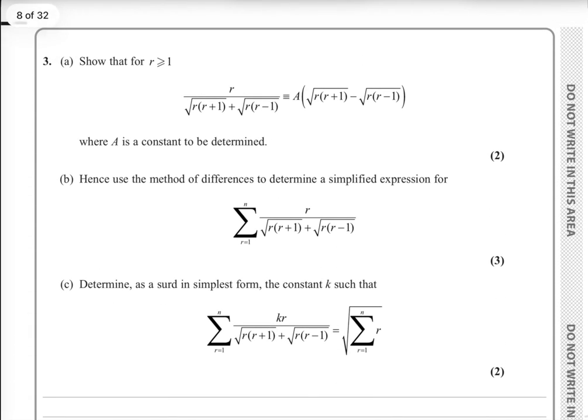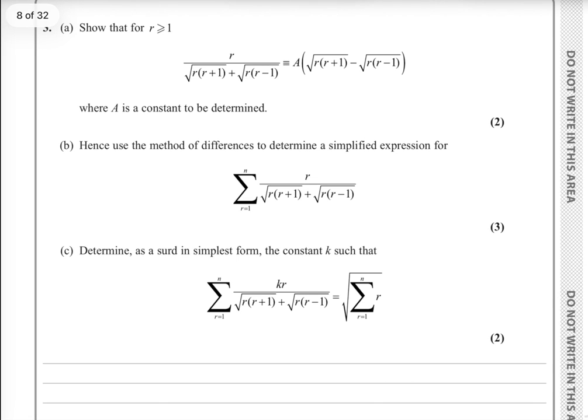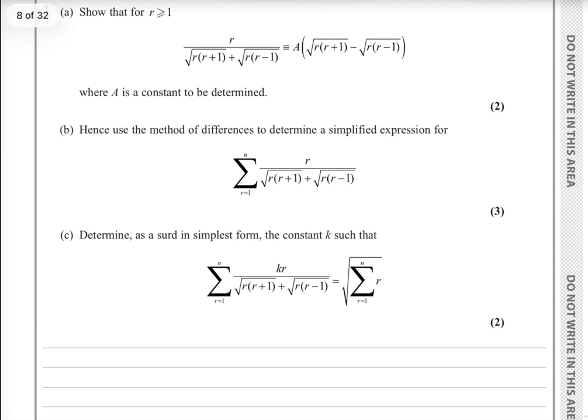And here we've got what looks like partial fractions. I always think partial fractions on these, but it's not. Same as the last one of these videos that I did, this is actually going to be more like rationalizing the denominator because of that little plus in there. So I've got r over square root r plus 1 plus square root r minus 1, and to rationalize that I'm going to do more or less the same thing but with a negative sign.